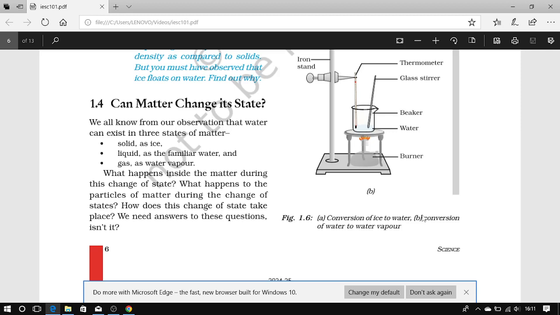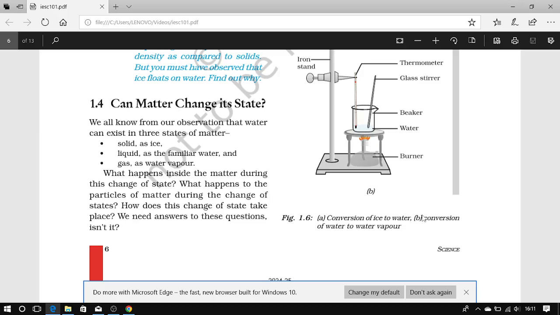What happens inside the matter during these changes of state? What happens to the particles of matter during the change of state? How does the change of state take place? We need answers to these questions, isn't it? So you can note down also.